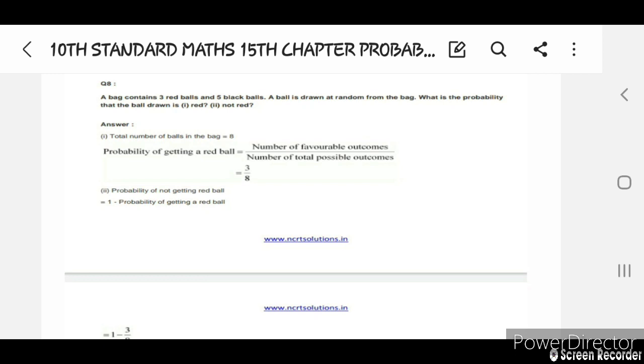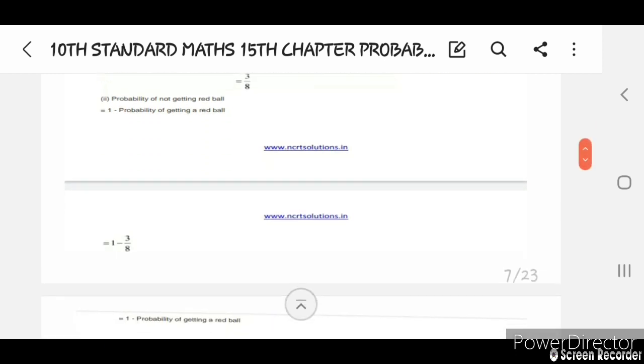The probability of not getting a red ball will be 1 minus 3 by 8, because not getting means you have to take 1 minus.